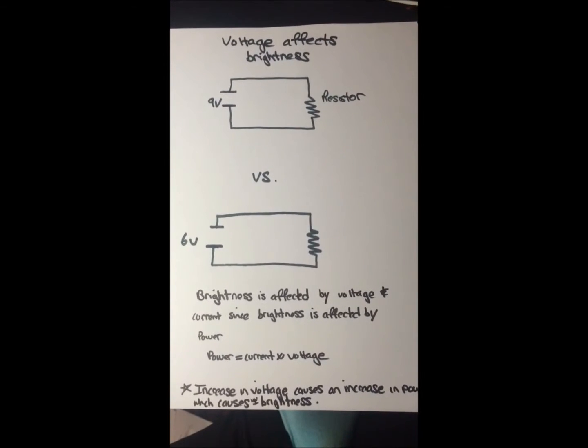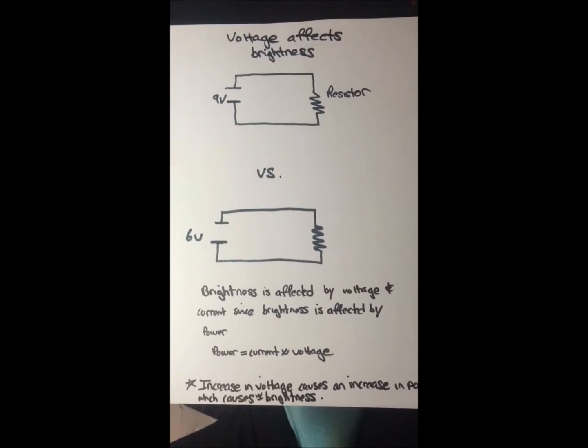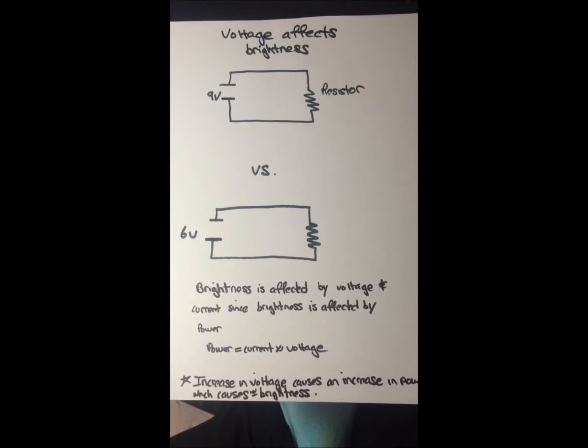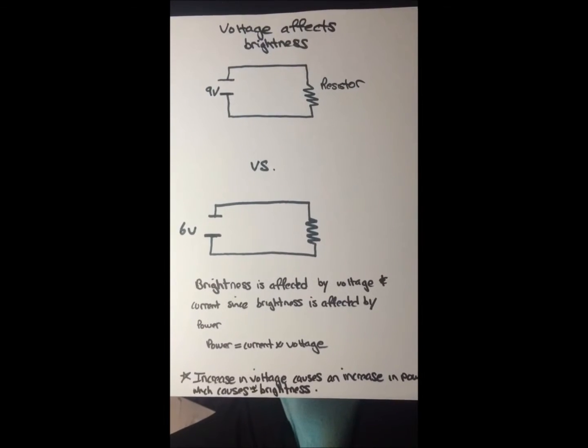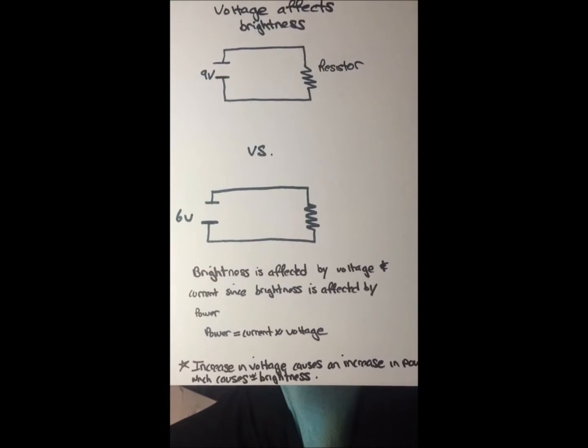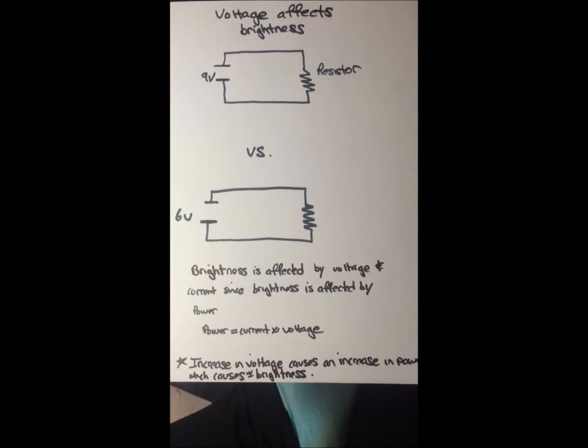If you connect a 9-volt battery to a light bulb, the brightness of the bulb will be higher than a light bulb connected to a 6-volt battery. That is because brightness is affected by voltage and current, since brightness is affected by power. Then, power equals current times voltage. The increase in voltage causes an increase in power, which causes higher brightness.